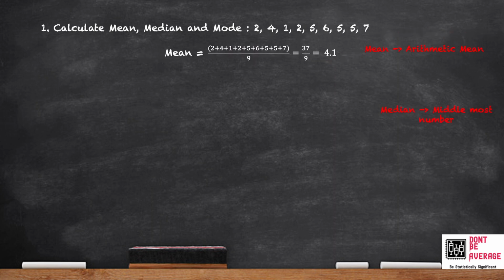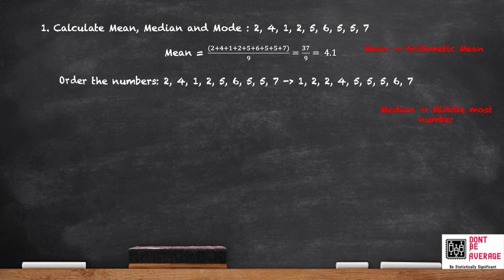Next is median. Median is the middlemost number after we order all the numbers in ascending or descending order. Now let's first order these numbers. I am ordering them in ascending order. Now we have to find the number which is in the exact middle position. One way to find the middlemost number is to strike through one digit on both sides until we are left with a single number. After cancelling out an equal number of items from both sides, in this case we are left with 5, which means that the median is 5.